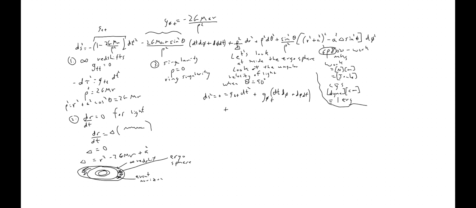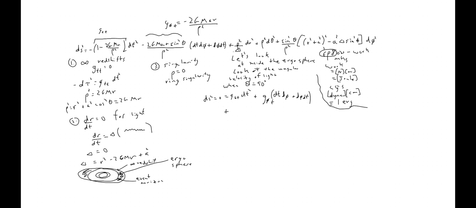Plus, what will this piece become? g_rr dr. For angular velocities, what is our r going to be? Fixed. It's going to be fixed, so that term becomes 0. Plus, what will this piece become? 0, because theta is fixed, so that becomes another 0. Plus, I'm going to call all this piece here g_phi phi.